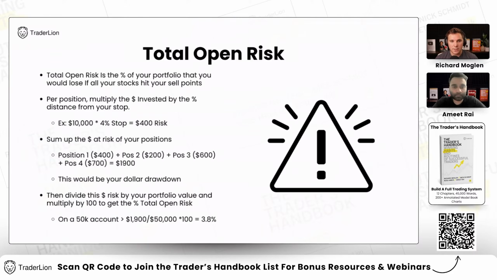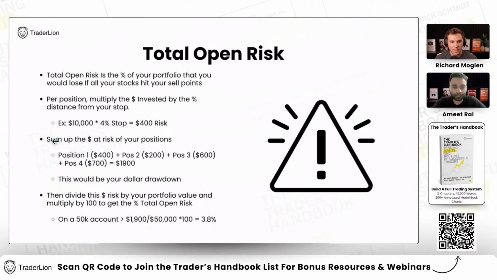But basically, the process to calculate your total open risk is, first things first, per position, multiply the dollar amount invested by the percent distance from your stop. So for instance, if you have $10,000 invested into a particular symbol, you multiply that by a 4% stop, and that gives you the dollar amount that you have at risk for that position, which in this case on a $10,000 position, a 4% stop would be $400 at risk.